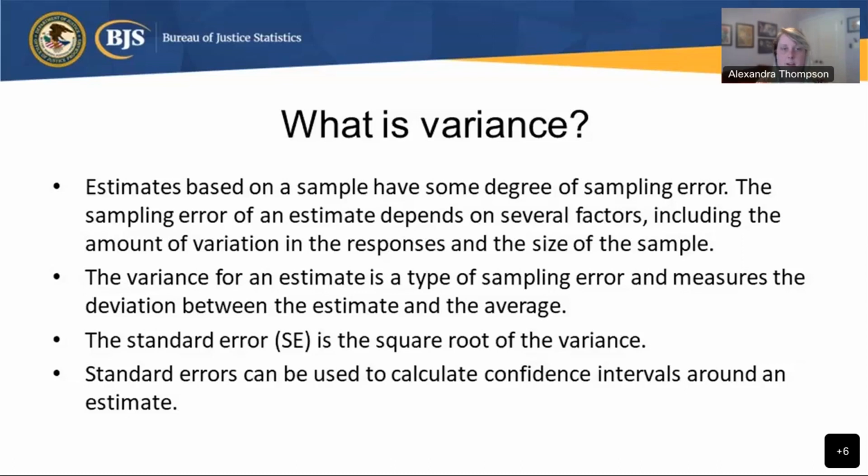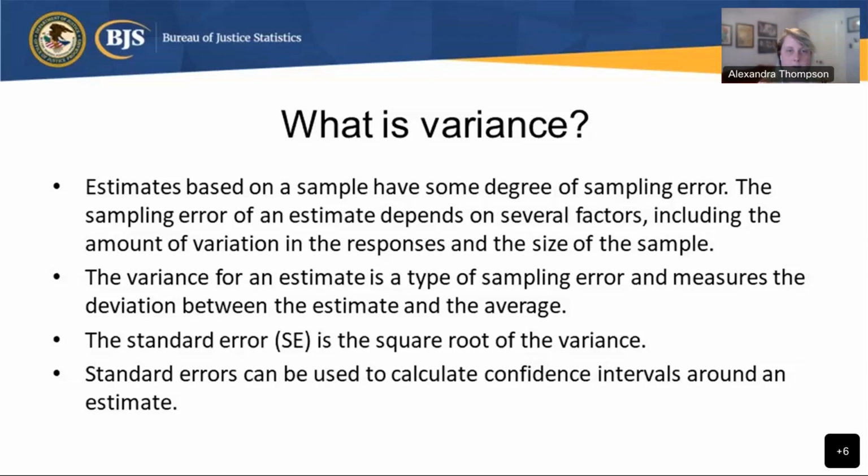And the variance which we're talking about today is a type of sampling error, and that measures the deviation between the estimate that we have from the survey and an average. This theoretical average comes from the idea that if we did this survey with different samples over and over and over again, there would be sort of a true average between all these different estimates. So the variance is measuring the deviation of our current estimate compared to this theoretical average.